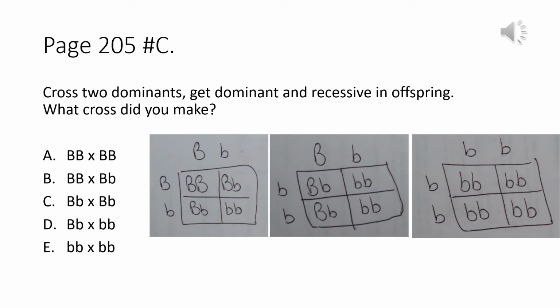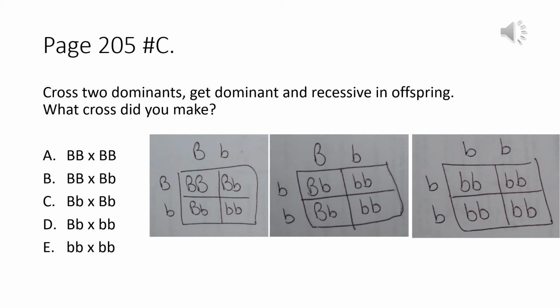Letter C was crossing 2 heterozygous individuals, and you do get some black offspring. Oh, hey, there's a little b, there's a short offspring. Letter D, you cross a heterozygous with a recessive. Now, in this case, you do get about half dominant, half recessive.